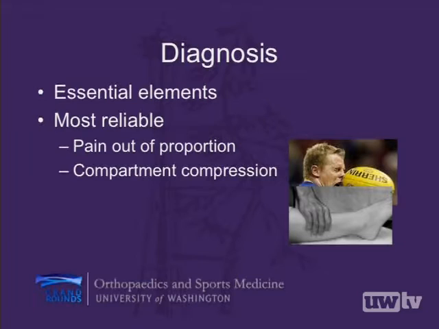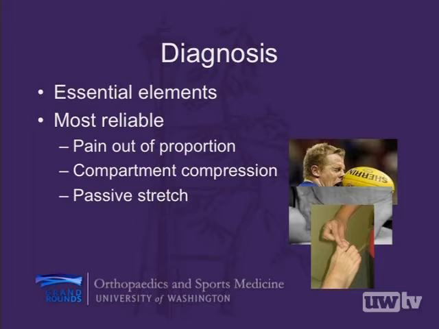Pain on compression of the compartment of concern, as well as the actual turgor and the firmness of that compartment. Pain on passive stretch of a muscle involved in that compartment. Hypesthesia of any of the nerves that may be running through that compartment itself, as well as muscle weakness, the last two of these being later clinical findings.